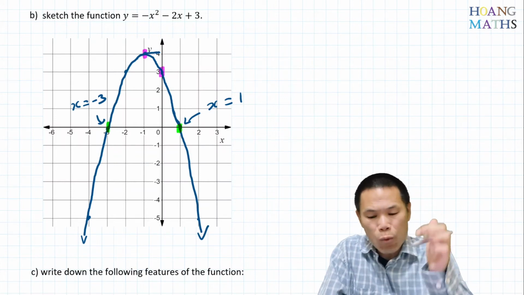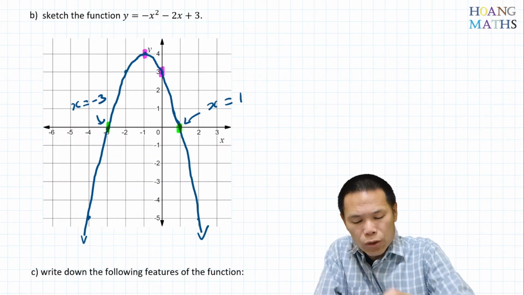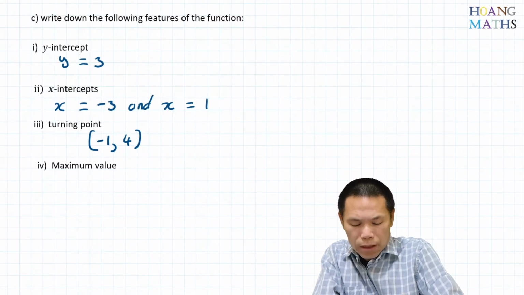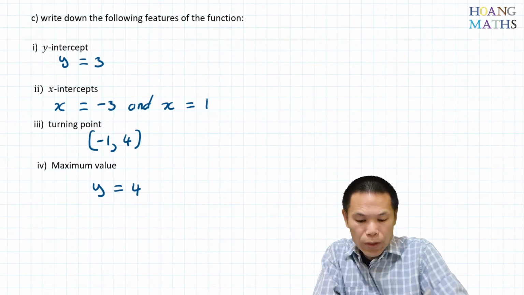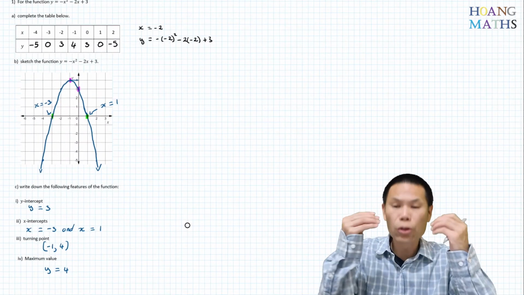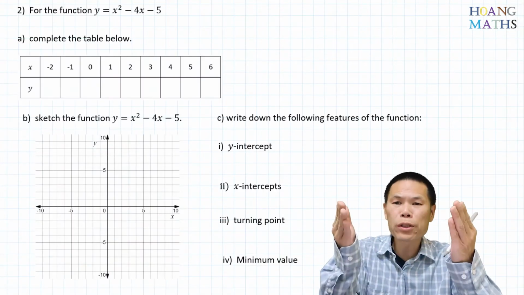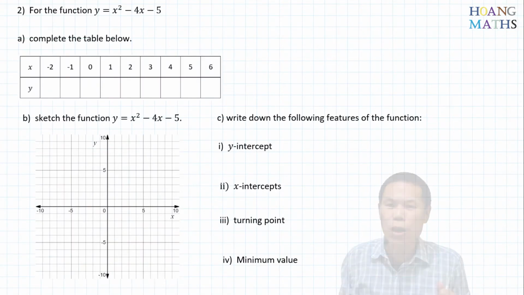Okay. So the y value is 4. So therefore this point here, the y value is 4. So the maximum value is y is equal to 4. So there you go. Please pause the video and try this one yourself.